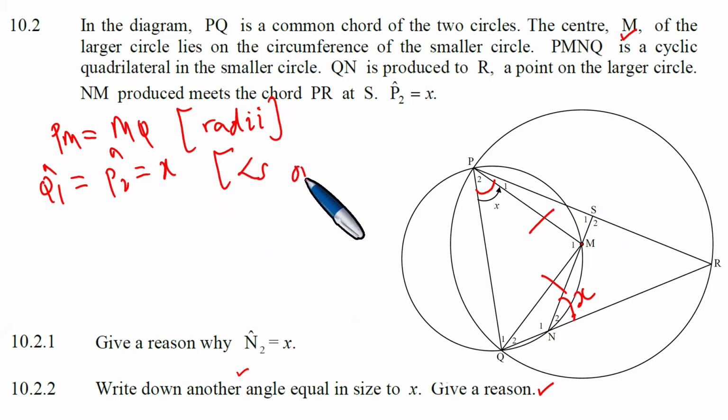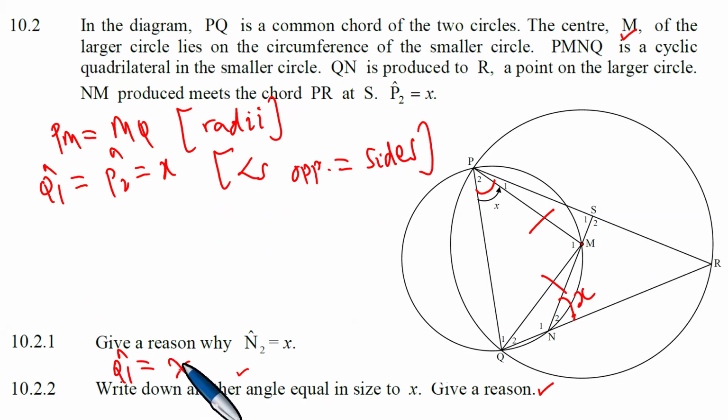Angles opposite equal sides. And this is the reason. So the other angle the examiner wants is the angle Q1, which also equals X there. And the reason is therefore that this triangle is isosceles. You can also say these are base angles of the isosceles triangle. Any question on this so far?